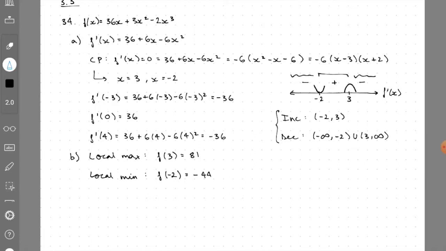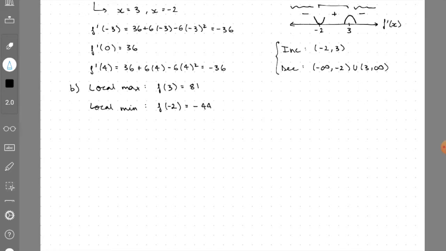Yeah, okay. I was just checking if I did this correctly or not. I think I did. This is going to be our local max and local min, just by looking at our number line. Okay. Let's move on to part C, which is asking us to find the intervals of concavity and the inflection points.